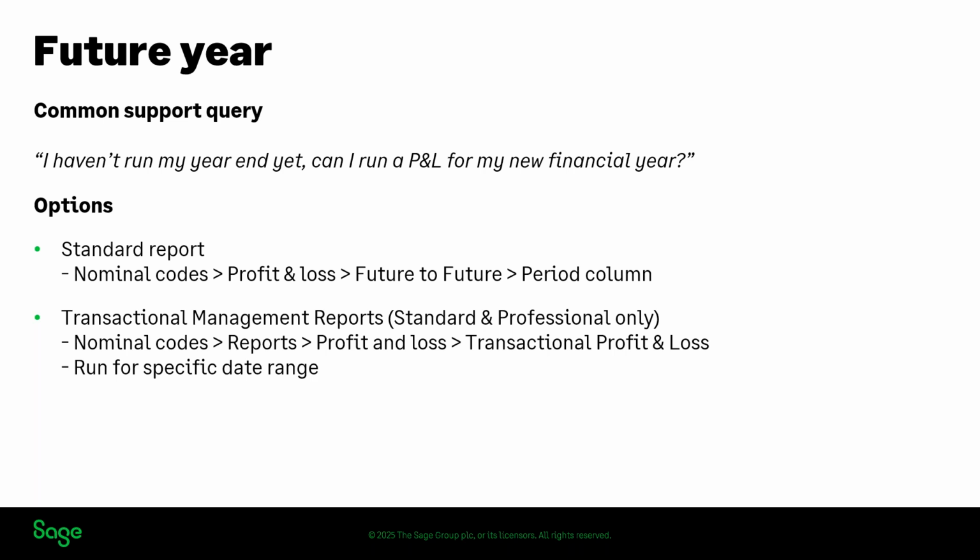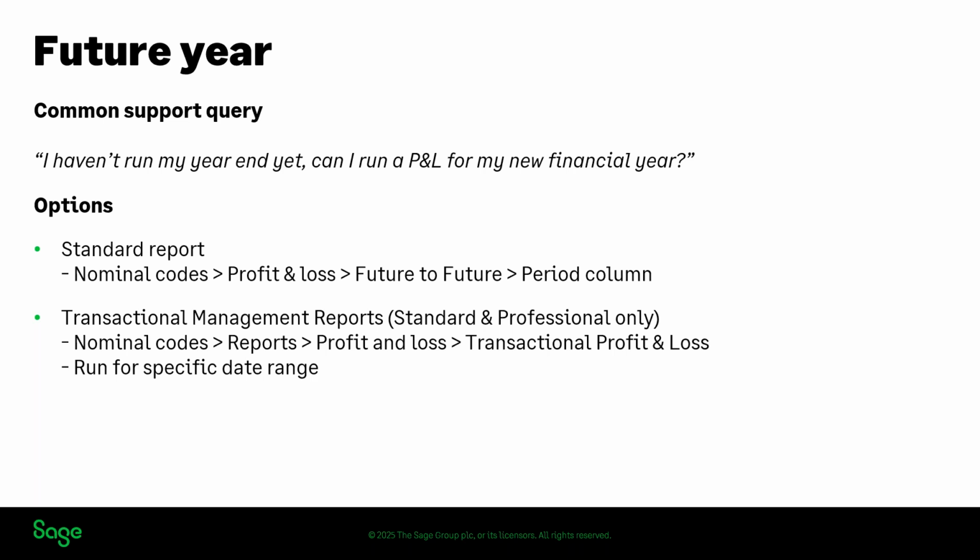The first is the standard report. Going into nominal codes, clicking profit and loss at the top, and choosing the period future to future. When it does that, the information you're after for what will be your new financial year is in the period column. You ignore the year to date; it is the period column you need to look at. It's often overlooked. So if you just want a snapshot of your year to date figures for what is your new financial year, it's future to future. We'll see that one in the demo in just a moment.